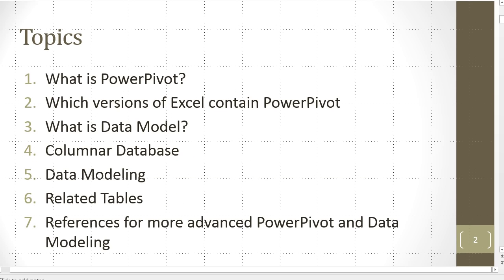Now let's go look at our topics. We will talk about what is PowerPivot. We'll talk about which versions contain PowerPivot, because not all versions have PowerPivot. We'll talk about what the data model is. We will remind ourselves about the columnar database. We'll talk about data modeling, related tables, and we'll have some references for more advanced PowerPivot and data modeling. And there's been a couple really awesome books written lately.